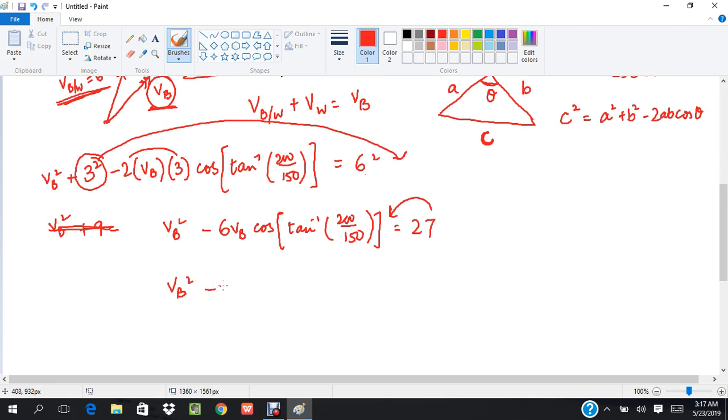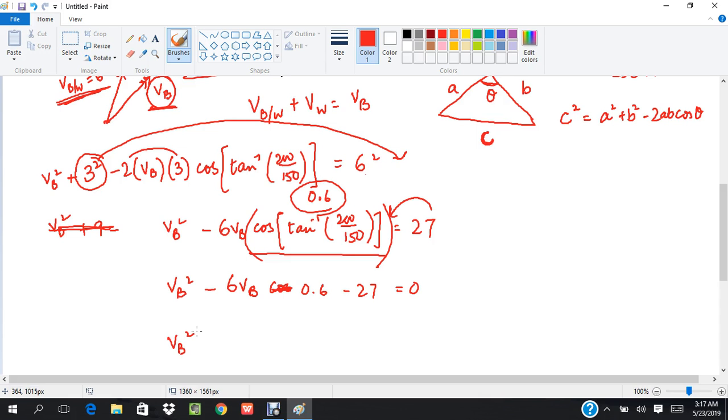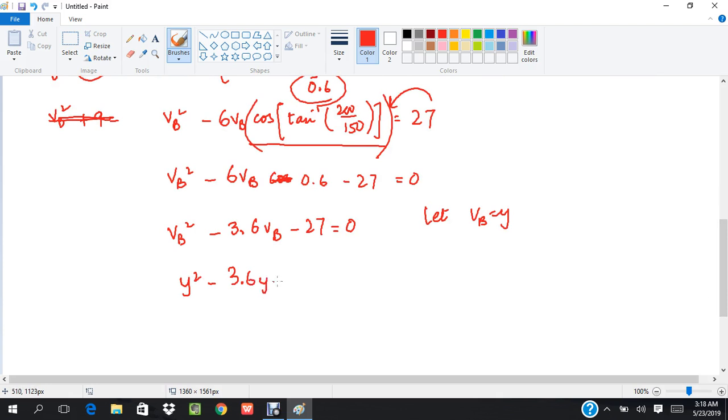So I have VB squared, take away 6 VB cos of, I'll just evaluate this right now. So cos of tan inverse 200 upon 150 is actually 0.6. Fine. This whole thing is 0.6. So 6 times 0.6 is equal to 3.6, and I get VB squared minus 3.6 VB minus 27 is equal to 0. So I now have a quadratic equation in VB. I can simply use the quadratic formula and find VB. Or to make things simpler, I can say let VB be equal to Y. Then Y squared minus 3.6 Y minus 27 is equal to 0.